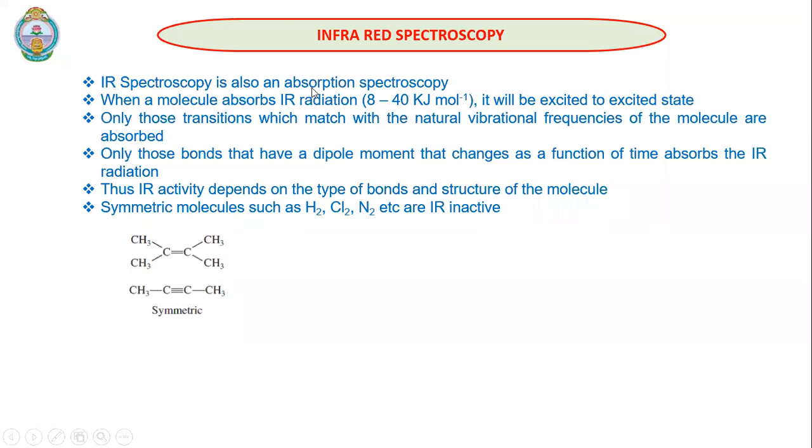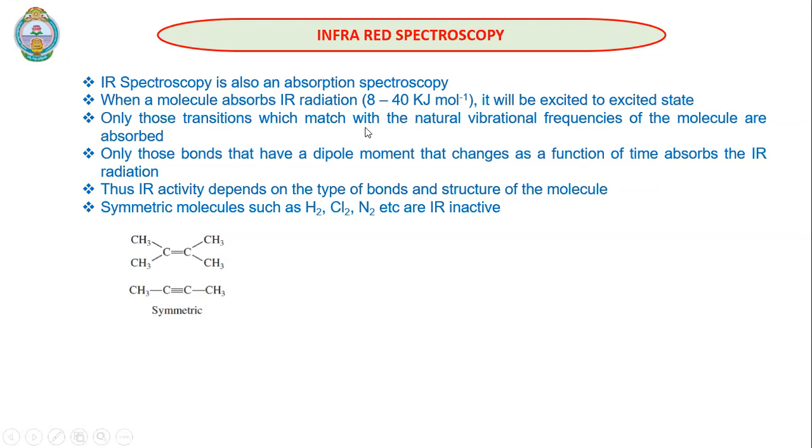text. IR spectroscopy is also an absorption spectroscopy like UV visible spectroscopy. Generally, when a radiation of 8 to 40 kilojoules per mole is passed on to a material, it absorbs light. When it absorbs light, of course, it excites from the ground state to the excited state. So when a molecule absorbs energy, there will exist some transitions from ground state to excited state. Then which transitions are possible? Only those transitions which match with the natural vibrational frequencies of the molecule are absorbed.